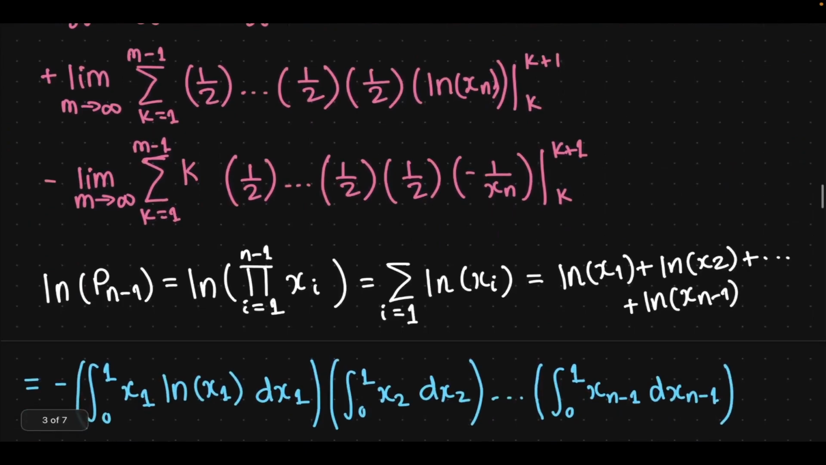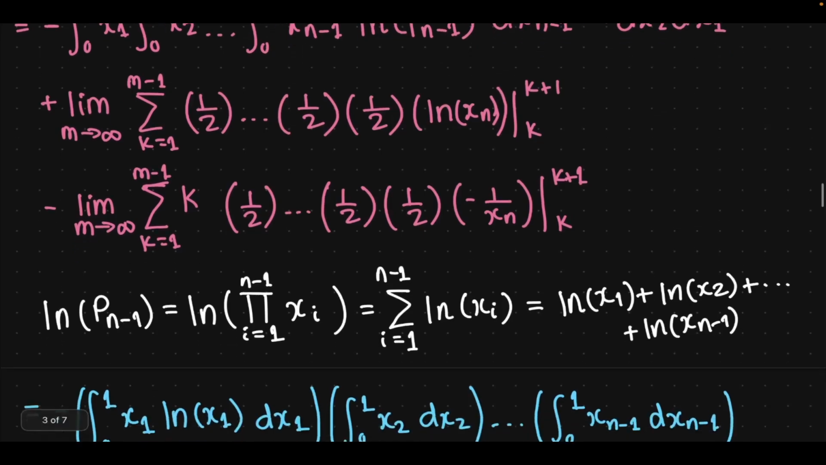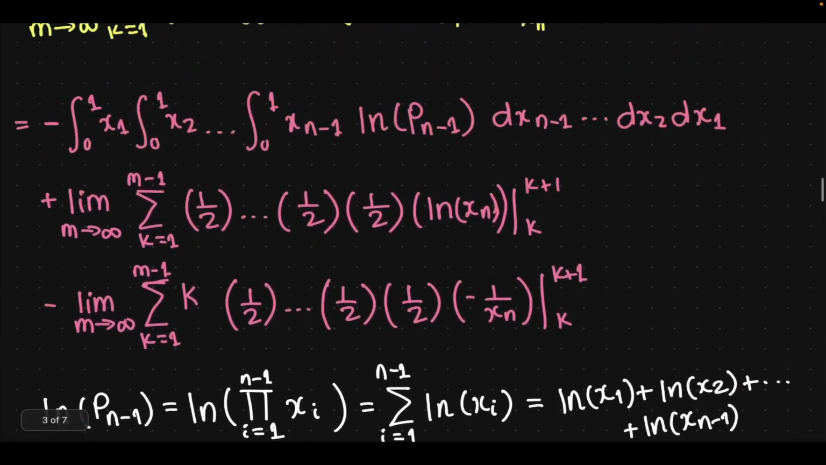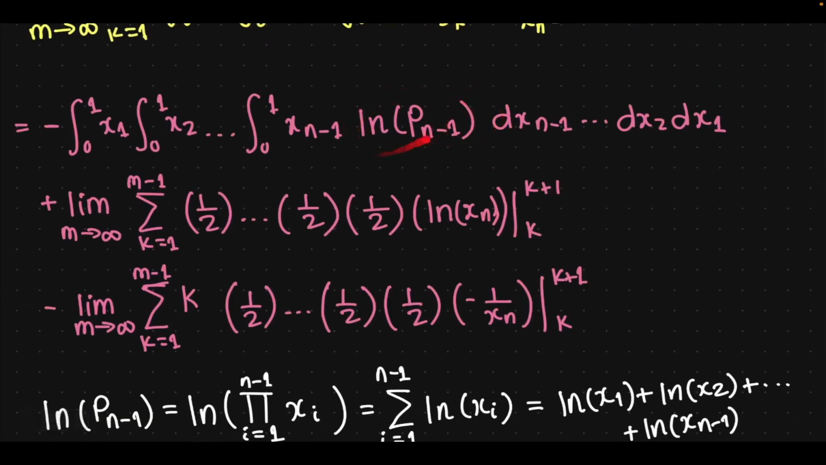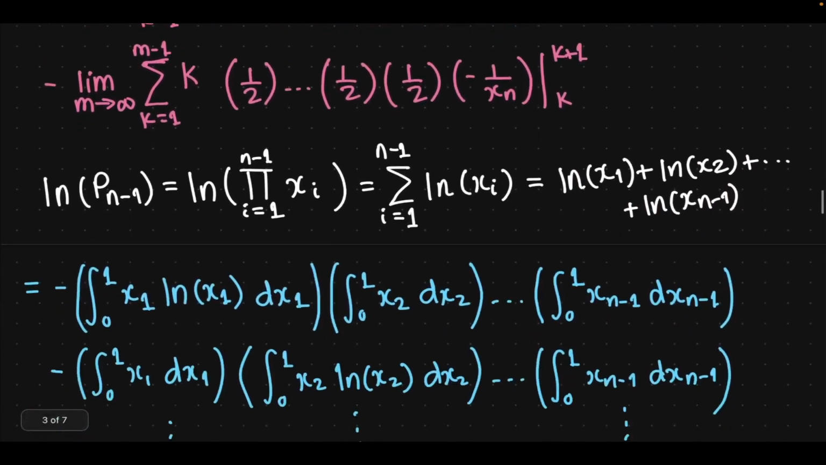So what I'm going to do is realize that ln of P_{n-1} is just ln of the product from i equals 1 to n minus 1 of x_i, which, because of the properties of the natural log, I can split up over a sum. So the sum is going from 1 to n minus 1. And then I can just write that out as ln x1 plus ln x2 plus dot dot dot ln x_{n-1}. Right, so this means that just from this first integral in pink here, we're getting n minus 1 more integrals. So I'm going to write each of those guys out.